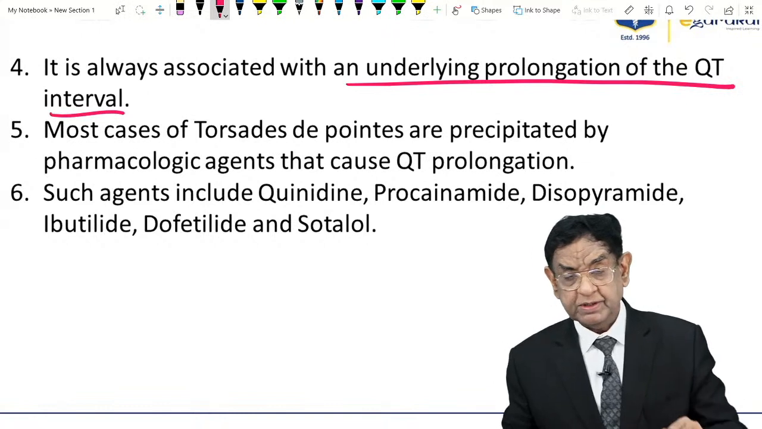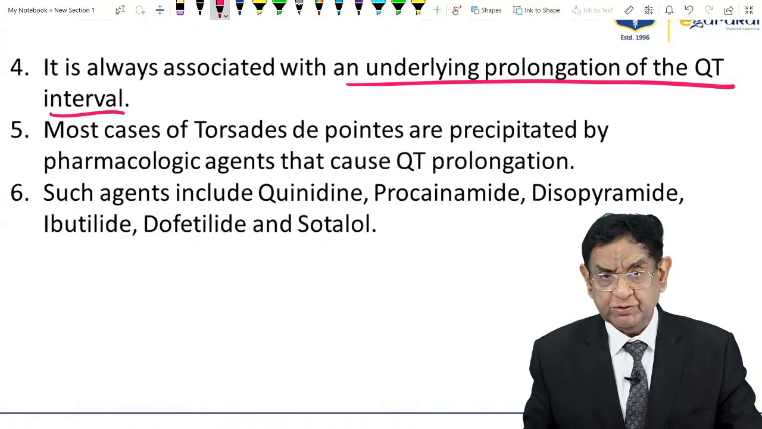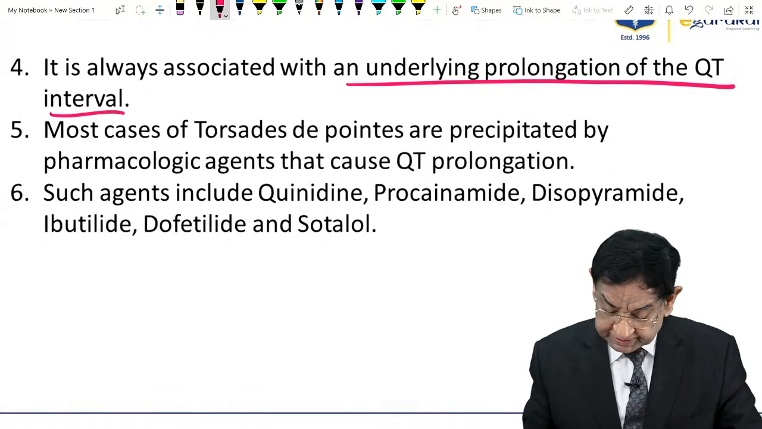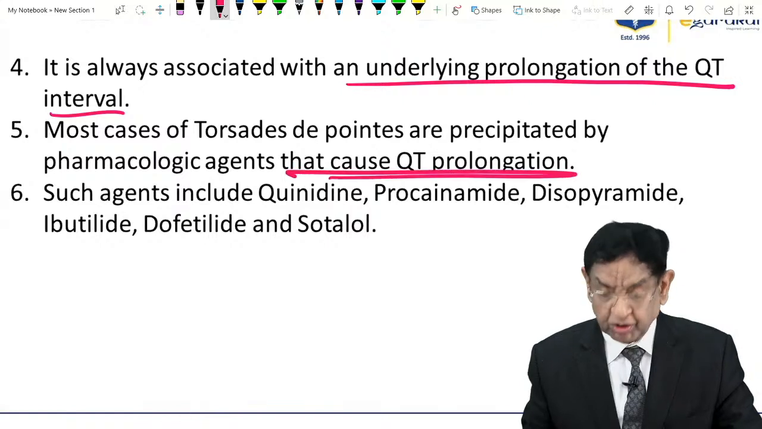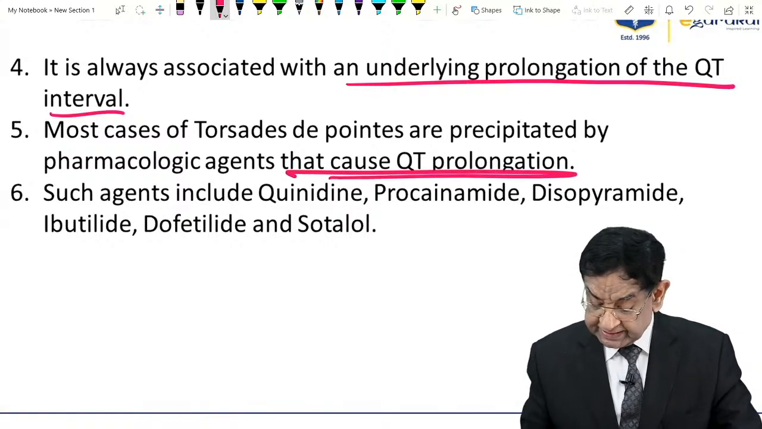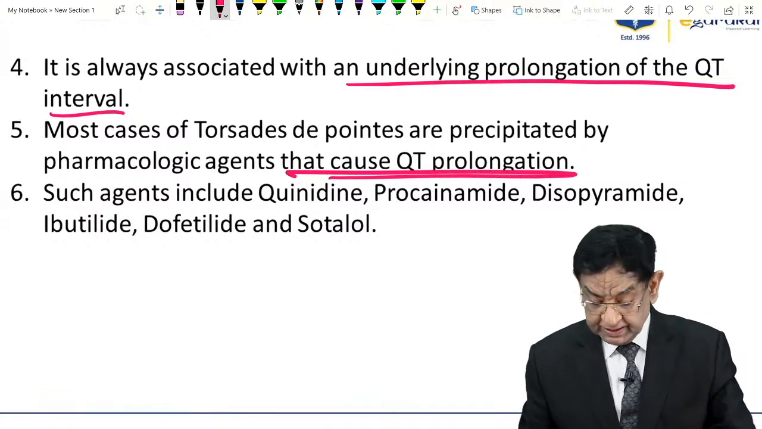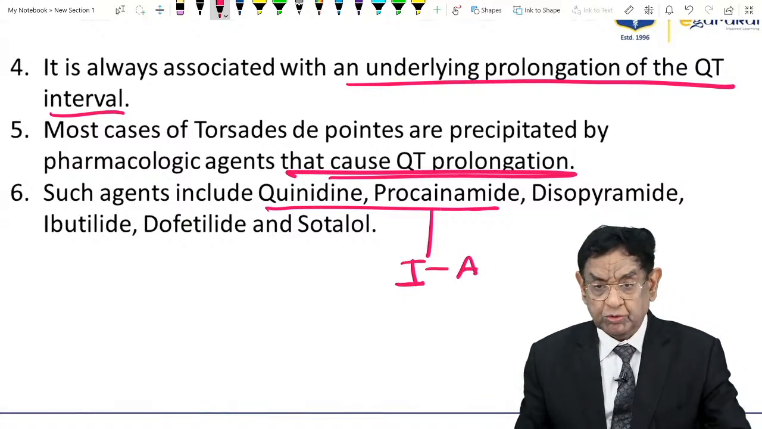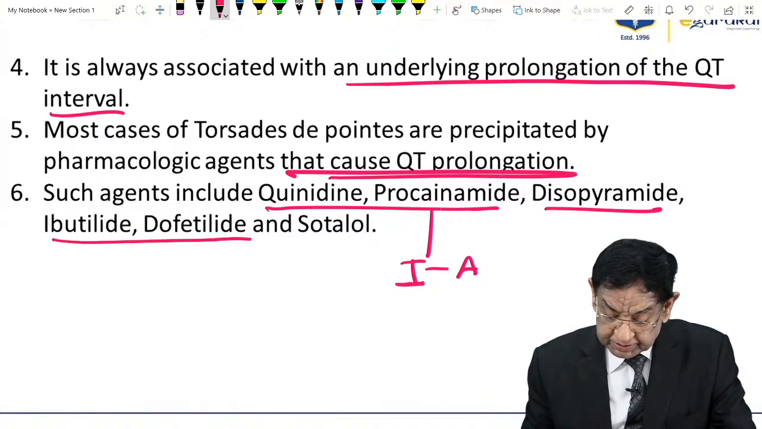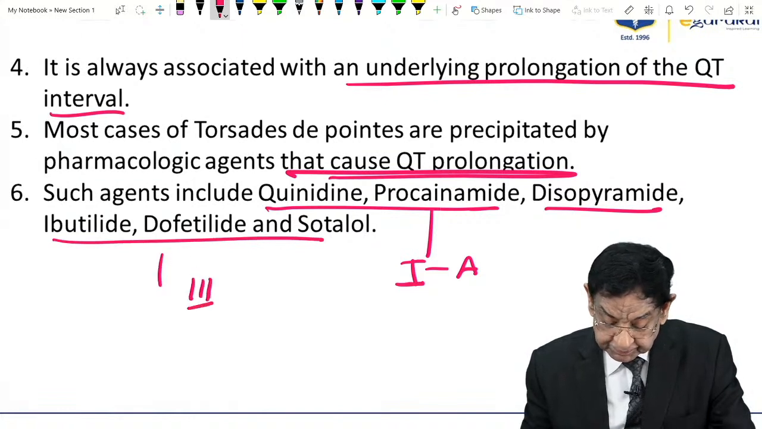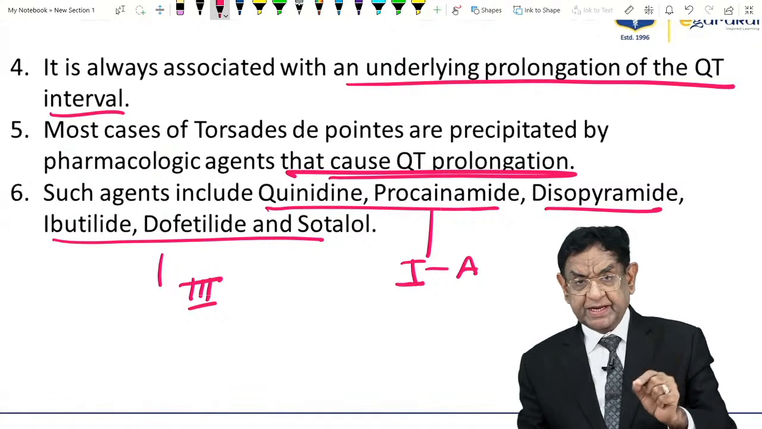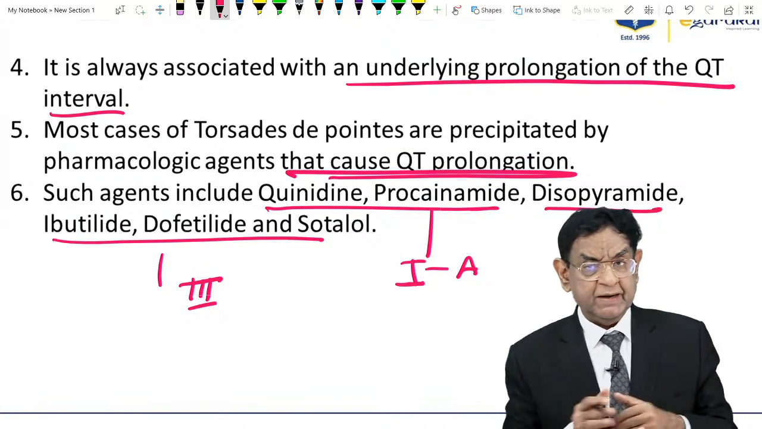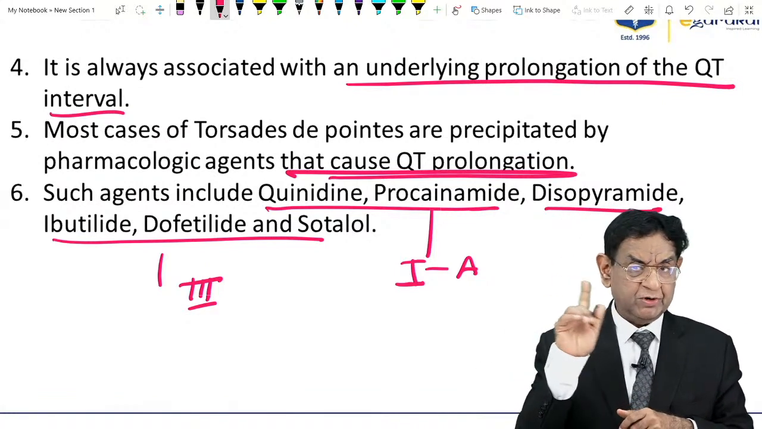Torsades de pointes is what I'm talking about. It's already written by you. Whenever they talk about prolonged QT, they are talking about torsades de pointes. And this is due to anything which leads to prolonged QT interval. They already told you the drugs which lead to prolonged QT: quinidine, procainamide, which are class 1A drugs, already within your notes. Disopyramide, and all these are class 3 drugs. Point to be noted very carefully: here the name of amiodarone is missing, because amiodarone leads to prolonged QT, but it does not lead to torsades de pointes.